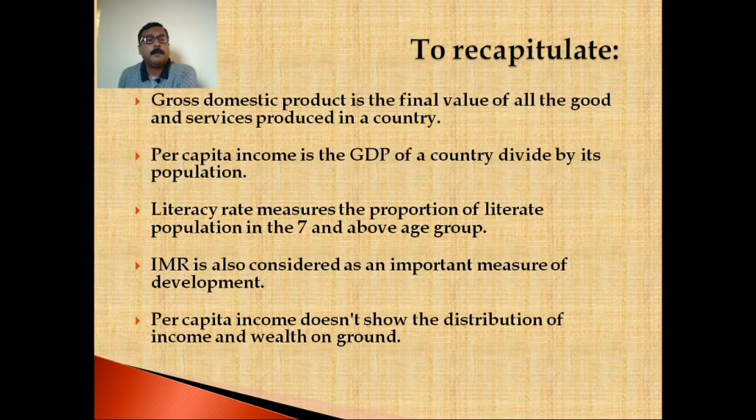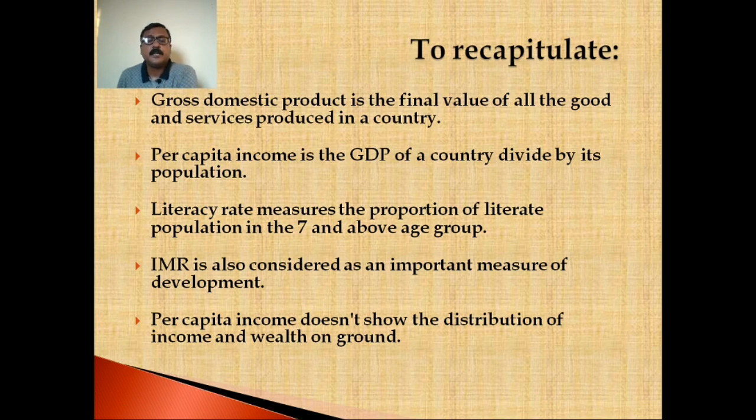Now to just sum up, gross domestic product is the final value of all the goods and services produced in a country. Per capita income is the GDP of the country divided by its population. Literacy rate measures the proportion of literate population in the 7 and above age group. Infant mortality rate is also considered an important measure of development.